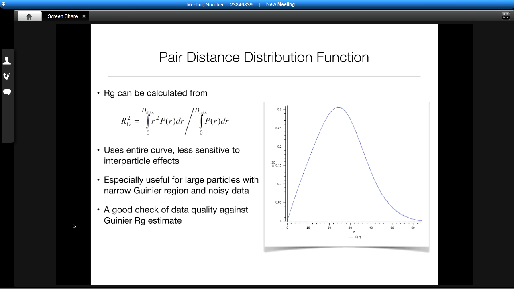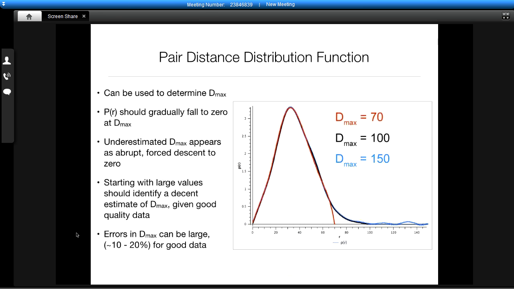This is especially useful for large particles with a very narrow Guinier region that only has a few data points, or with noisy data. It's always a good check to make sure that the two Rg's match, that from the Guinier region and from the P of R distribution. Additionally, you can also get the maximum particle dimension from the pair distribution function. So the P of R should gradually fall to 0 at Dmax, and how gradually it falls to 0 is going to depend upon the shape of your particle. But you shouldn't get abrupt termination.